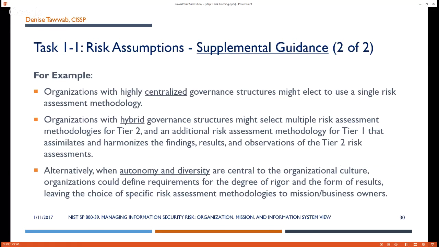For example, organizations with highly centralized governance structures might elect to use a single risk assessment methodology. Organizations with hybrid governance structures might select multiple risk assessment methodologies for Tier 2 and an additional risk assessment methodology for Tier 1 that assimilates and harmonizes the findings, results, and observations of the Tier 2 risk assessments. Alternatively, when autonomy and diversity are the culture of the organization, then you could define your requirements for the degree of rigor and the form of the results, leaving the choice of specific risk assessment methodology to individual business owners.